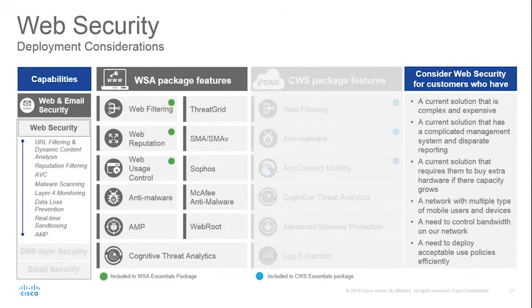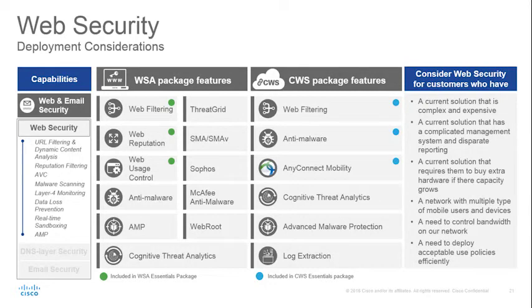Web security also has multiple bundling options. The WSA Essentials package includes URL filtering, web reputation filtering, and web usage control, with the option to add on a la carte options such as AMP, ThreatGrid, and CTA. Additionally, the Web Security Anti-Malware Bundle includes web reputation and malware scanning provided by Sophos and McAfee. Customers can combine these two options with the continuous capabilities of cognitive threat analytics in the Web Security Premium Bundle.